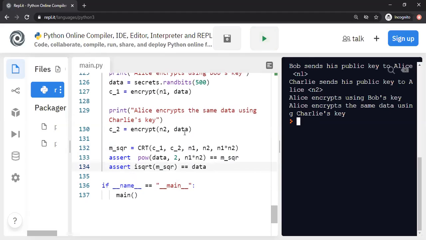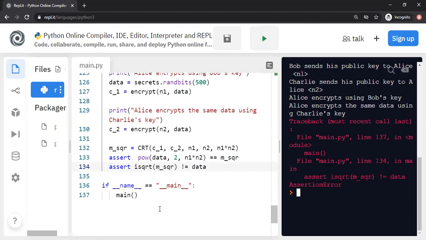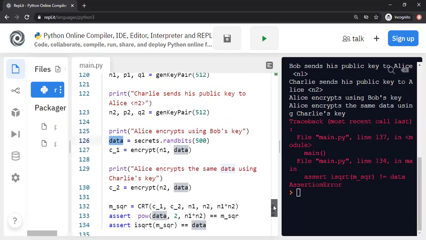Yeah, there's no problem. Let me just put a bug. Now it should fail. Yeah, you see it fails. That means the Chinese remainder theorem is able to find m squared, and because m squared is smaller than n1 times n2, we can just take the square root of m squared to get the message. Okay, the data is the message m that we talked about on the whiteboard. So that's basically it.